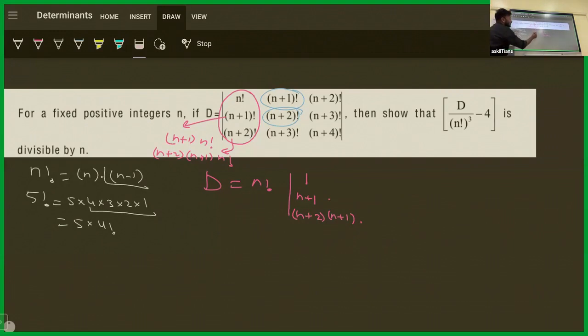Similarly, we can take n plus 1 factorial common from the second column. Yes or no? यार क्या कर रहे हो तुम लोग, ऐसे करोगे तो कैसे काम?